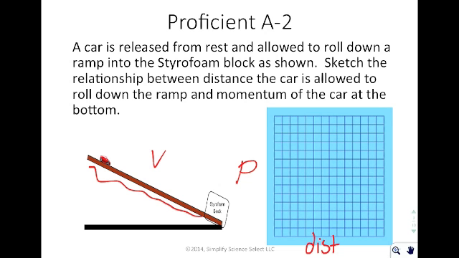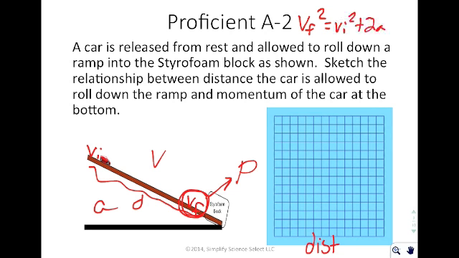So what I'm going to do is I'm going to look at my kinematics motion equations. Remember those? We have the initial velocity of the car, we have the final velocity of the car. That's what I really want to know because that's what's going to affect momentum. You know that's going to depend on the distance because that's what I'm looking at. And I'm also going to make sure it depends on the acceleration because the acceleration is going to be constant because the ramp is constant. So because of that, I can say that final velocity squared is equal to initial velocity squared plus 2ad.